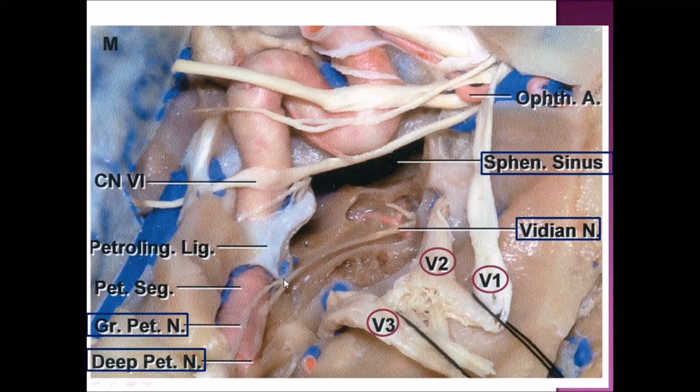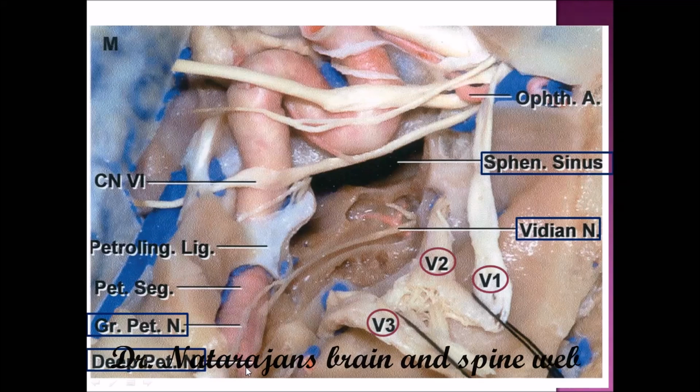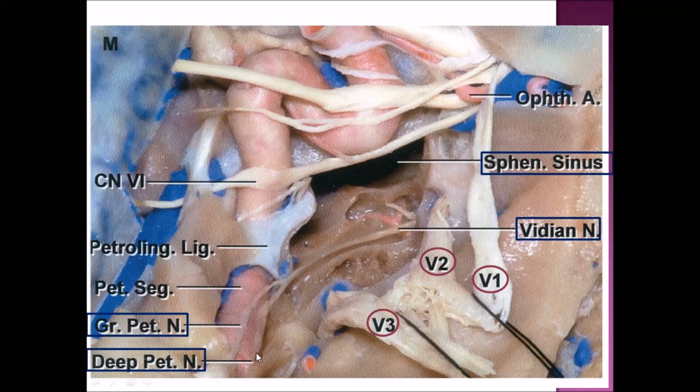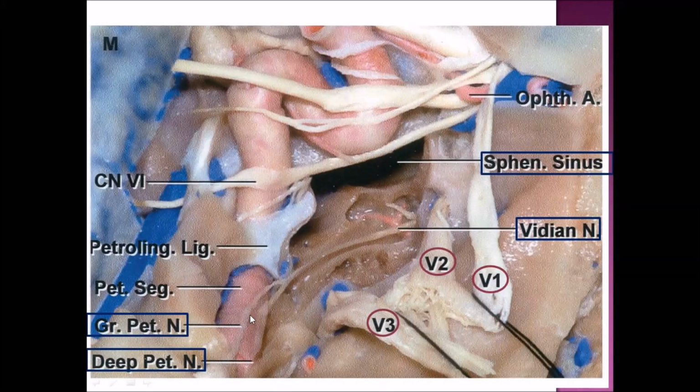You can see here, this is formed by the union of the greater superficial petrosal nerve and the lesser superficial petrosal nerve. The greater superficial petrosal nerve comes from the geniculate ganglion, whereas the lesser superficial petrosal nerve comes from the otic plexus. So the two join to form the Vidian nerve. And again, what you see here is the sphenoid sinus.